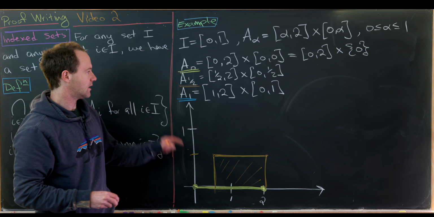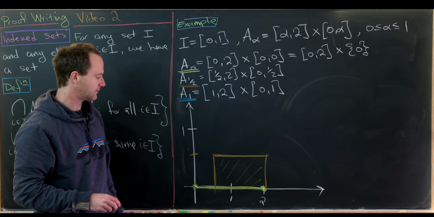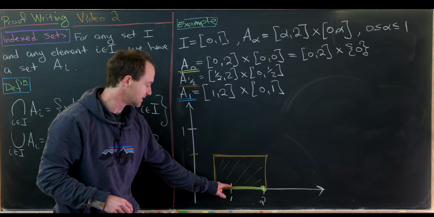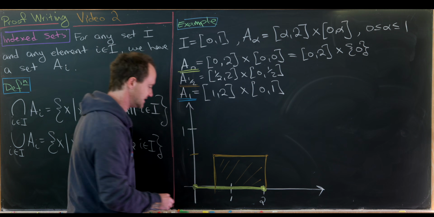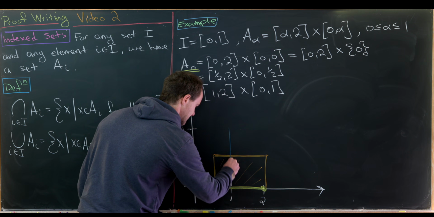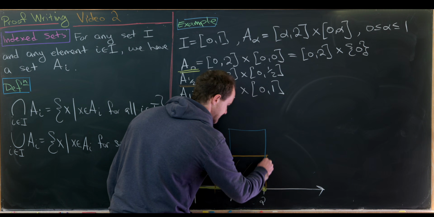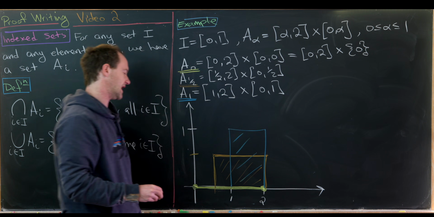Next up, let's draw A1. For A1, all of the x coordinates can be between 1 and 2, and then all of the y coordinates are between 0 and 1. So that'll be something like this. So there's a nice picture of A1.